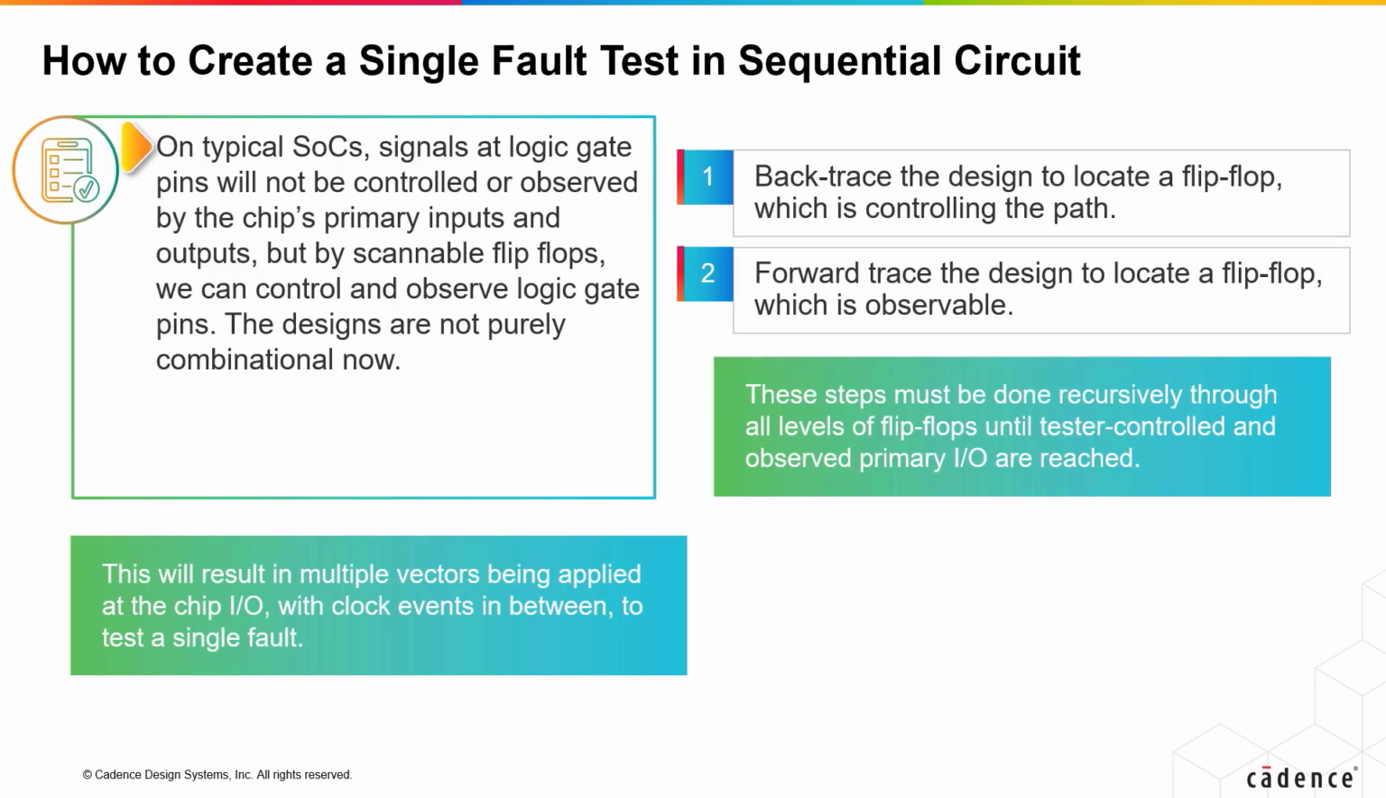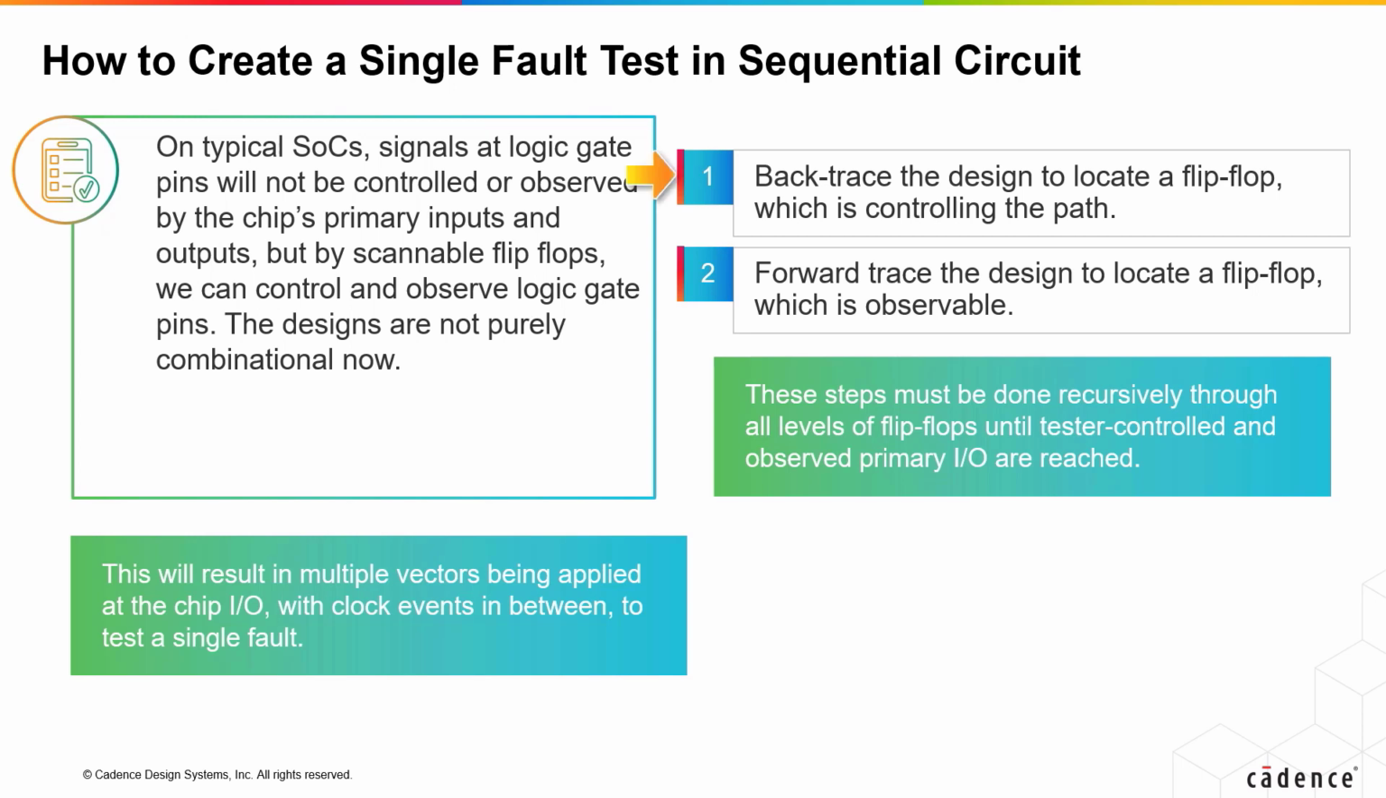On typical SoCs, signals at logic gate pins will not be controlled or observed by the chip's primary inputs and outputs, but by scannable flip-flops, we can control and observe logic gate pins. The designs are not combinational now. Unfortunately, we don't build purely combinational chips very often. So how do we have to change the test generation for a single fault if there are registers in the design that control those cones we are attempting to trace?